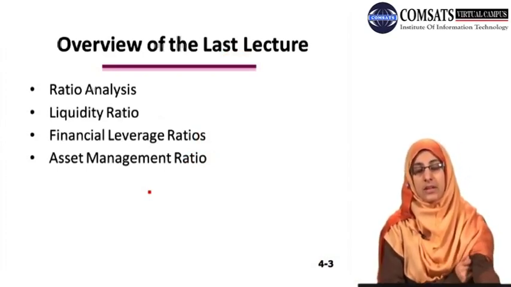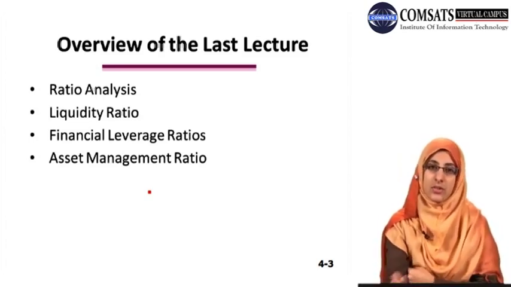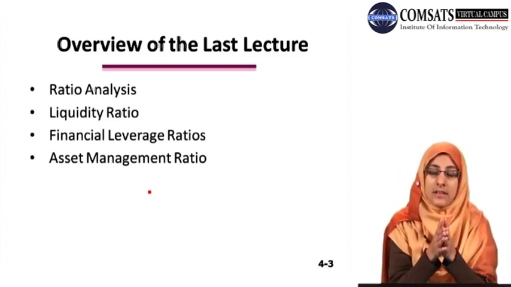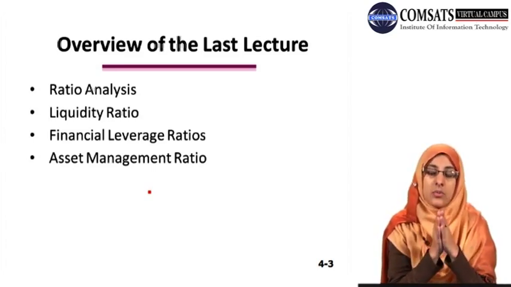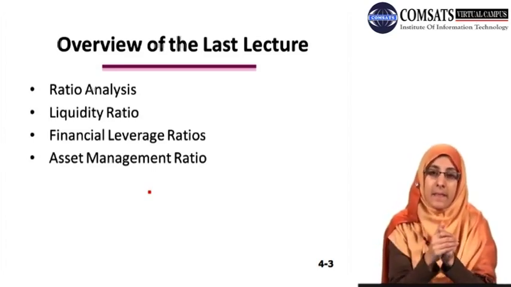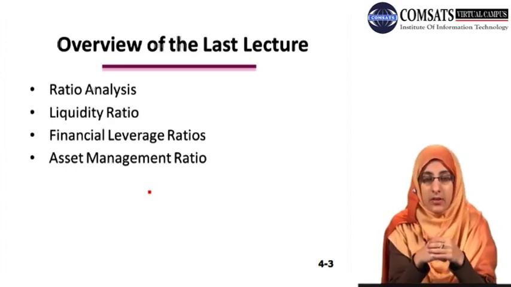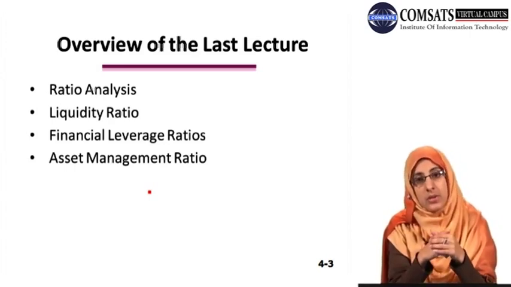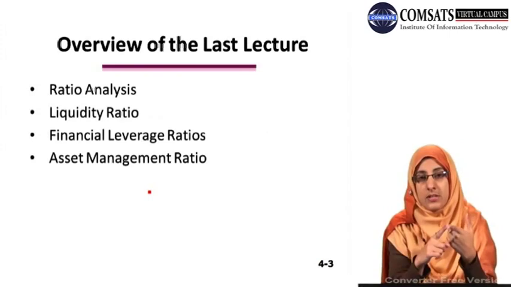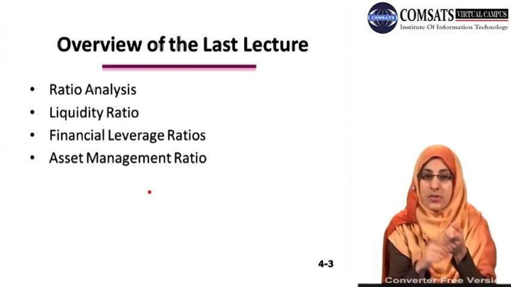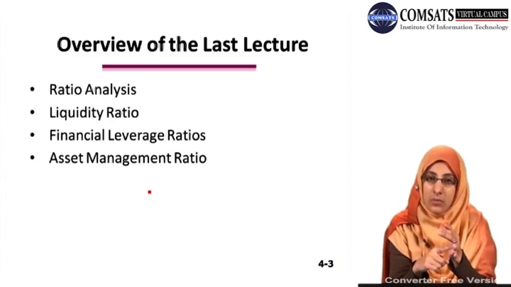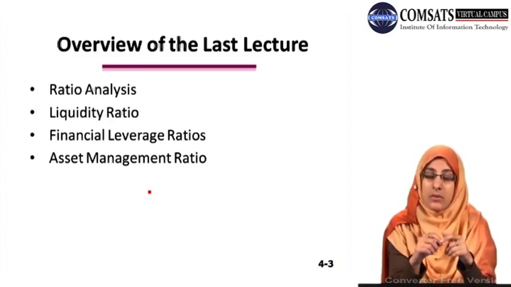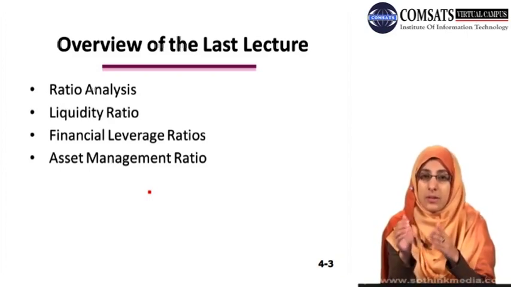When we talk about liquidity ratios, they show how much ability a company has to pay off its short-term debt. In liquidity ratios, we have three different ratios. The first one is the current ratio, the second is the asset test ratio or quick asset ratio, and the third is the net working capital.